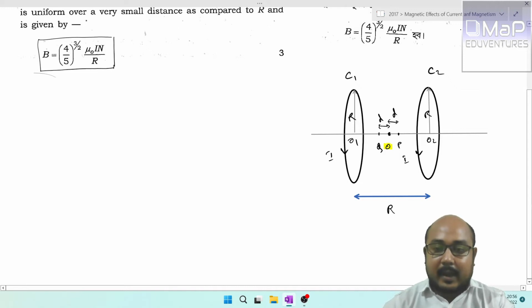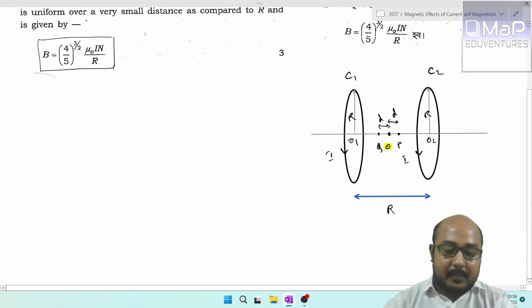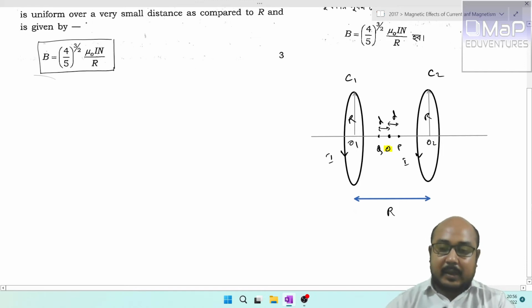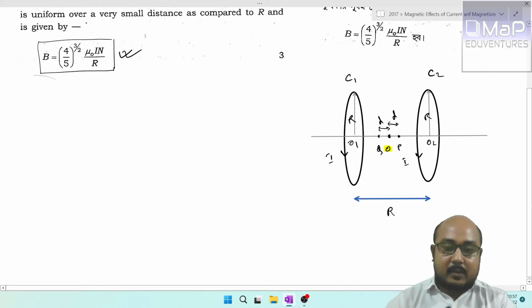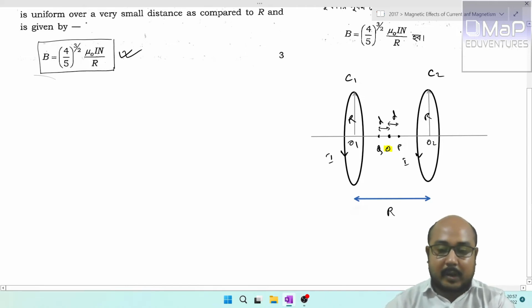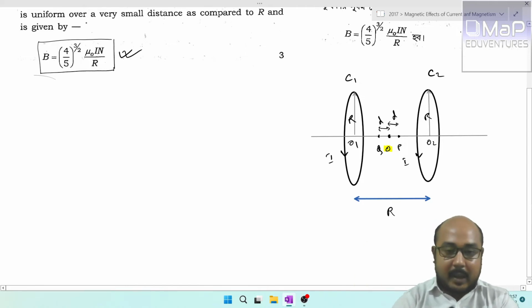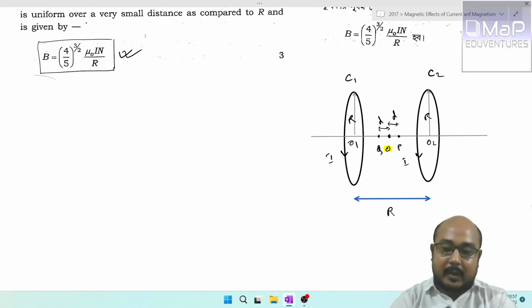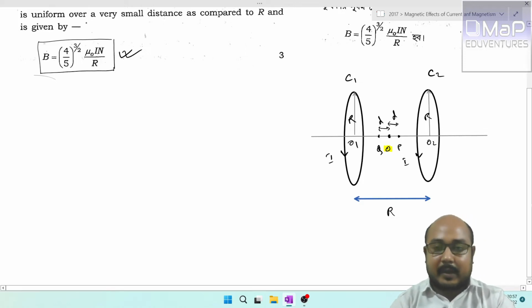Additionally, I consider two more points, P and Q. These points are at equal distances D on either side of the midpoint. Mathematically, the question says we need to show that the magnetic field at P or the magnetic field at Q will be equal to this value, provided that D is very small in comparison to capital R. I will derive it at point P, and at Q the same value will hold, because when I complete the derivation you will understand that the same derivation is valid for the point Q as well, that is, the point Q will have the same expression for magnetic field intensity.